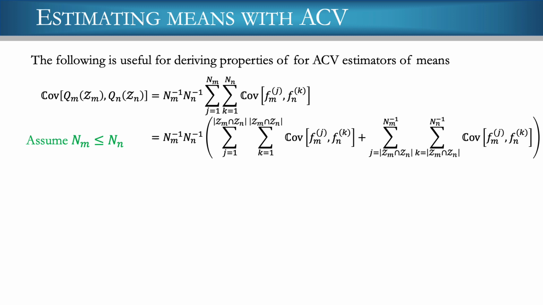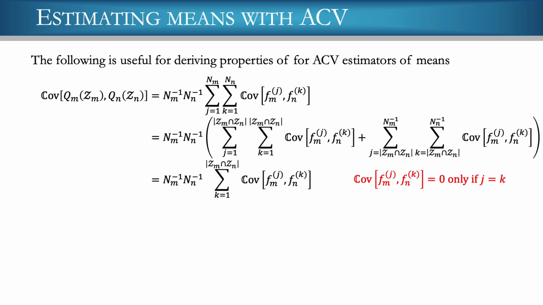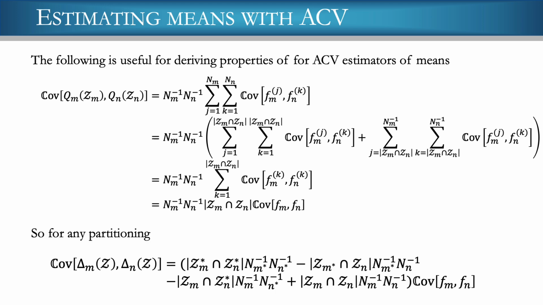Next, we note that the covariance between the values of model M and N is only non-zero if those values are computed using the same samples. Finally, we simplify the sum, noting that the covariance between two of the values of models M and N computed at the same sample is just the covariance between the models. We can then substitute this final expression into the statistic agnostic expression for covariance between deltas on the previous slide to obtain the last formula on this slide.